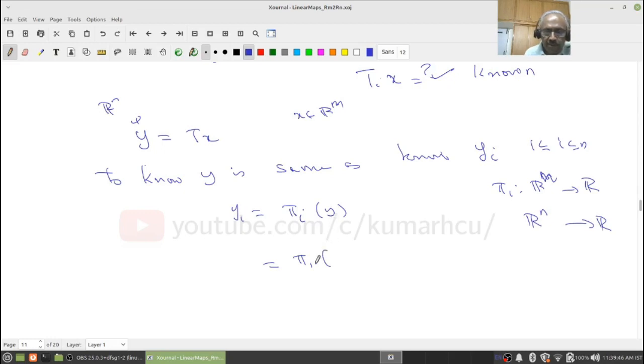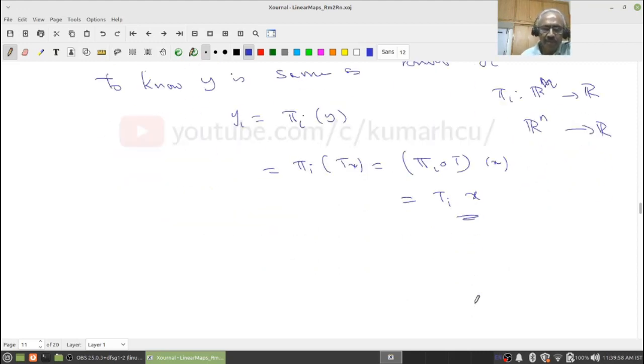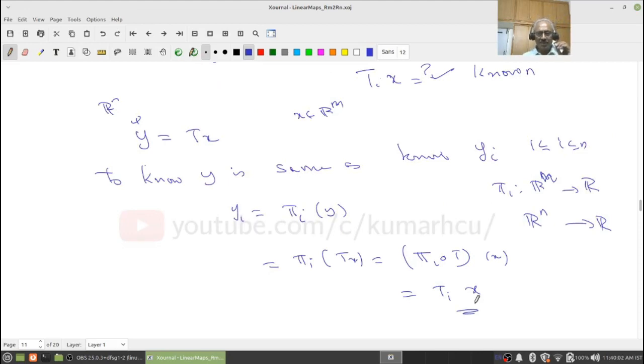This is π_i of T of x, but that is π_i composite T of x, but that is your T_i of x. Are you following? Please go through this. This is the kind of thing you should feel. Don't worry about trying to remember these things. Try to follow, try to think along with me. Again, rewind and see. You will see how easy it is. You should be able to do it on your own.